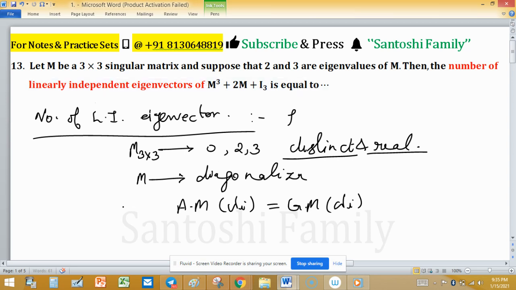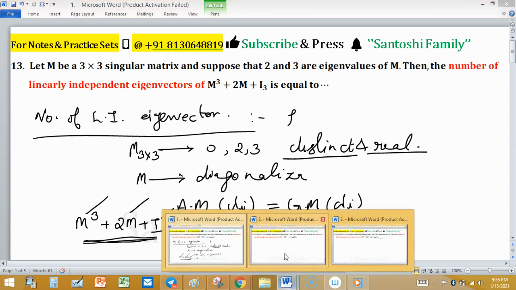and these are equal for each eigenvalue. So we have to tell about M cubed plus 2M plus the identity matrix of correct size, because this is 3 by 3. Addition is possible when these three matrices are compatible for addition, but that is not our concern. Everyone knows this fact. We come to the point: linearly independent eigenvectors for this matrix means we have to know the geometric multiplicity of eigenvalues of this sum of matrices.